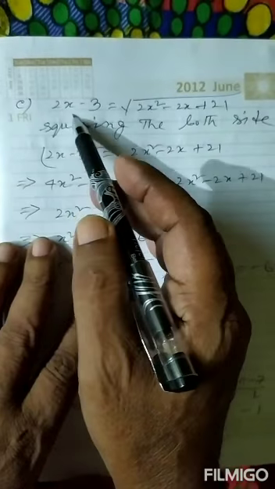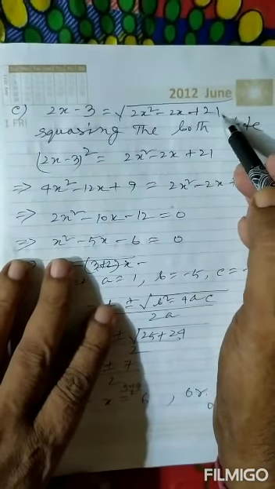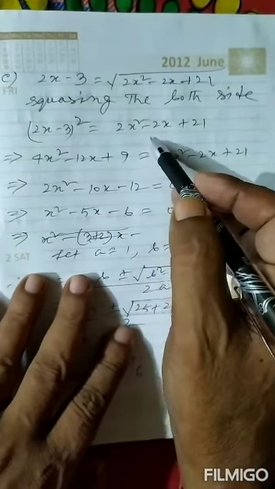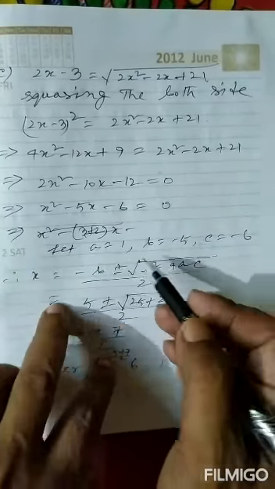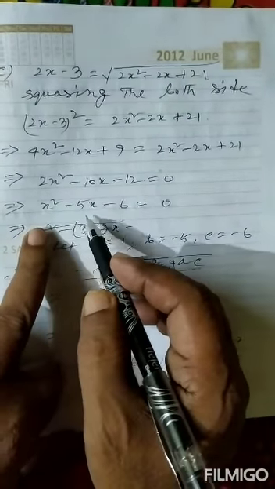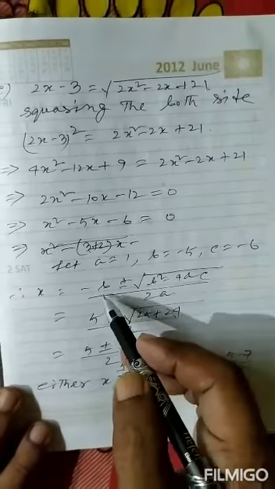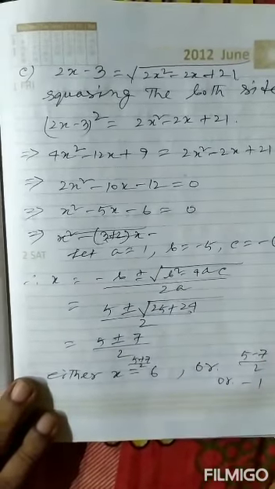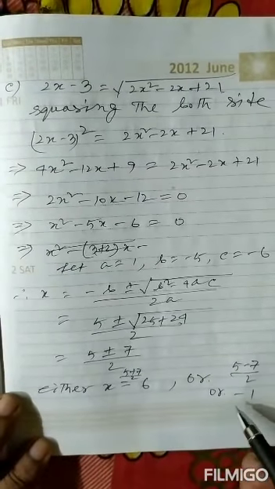Another question: 2x minus 3 equal to root over 2x square minus 2x plus 21. Squaring both sides, you get 2x minus 3 whole square equal to 2x square minus 2x plus 21. Ultimately solving, we get the quadratic equation x square minus 5x minus 6 equal to 0. And by using the formula, where a equal to 1, b equal to minus 5, c equal to minus 6, we get x equal to 6 or x equal to minus 1.